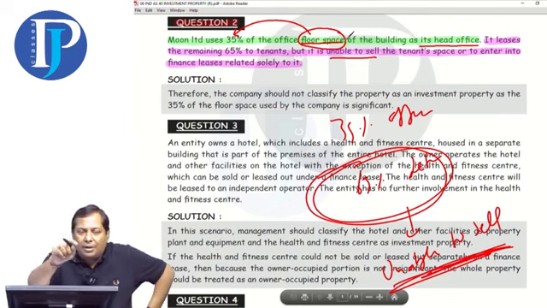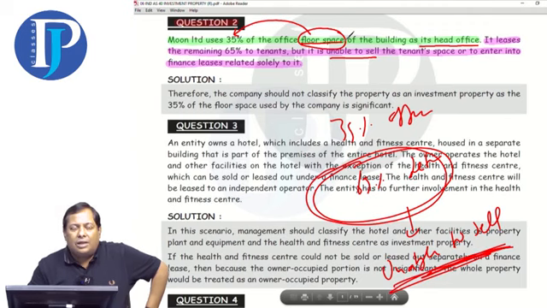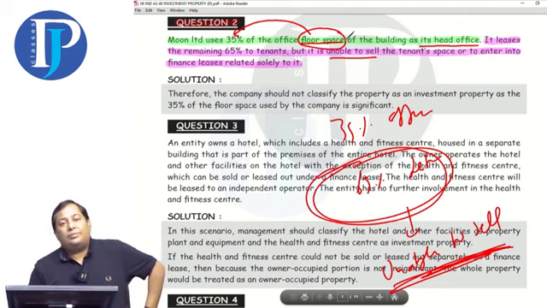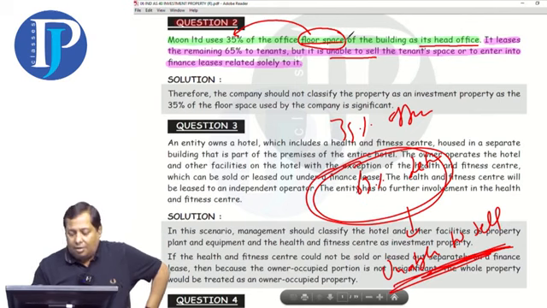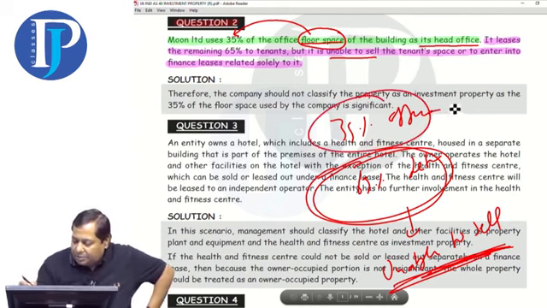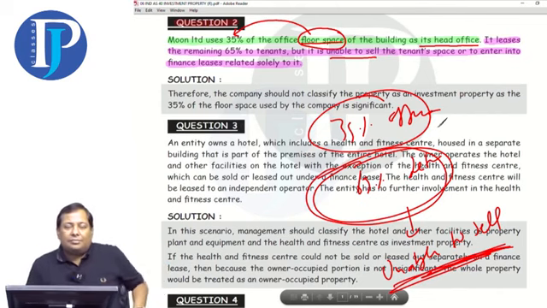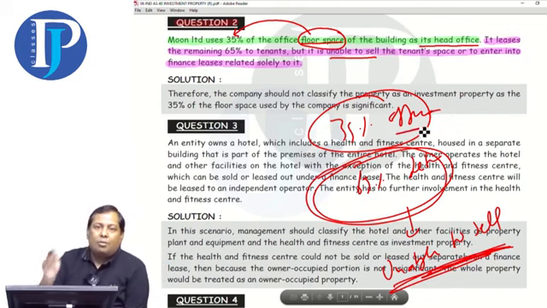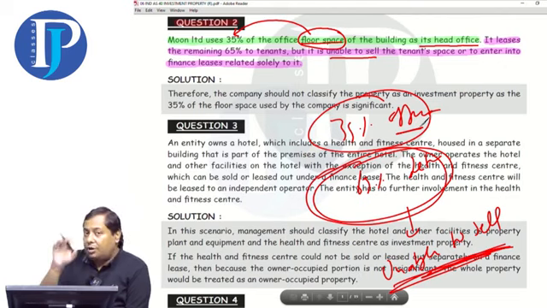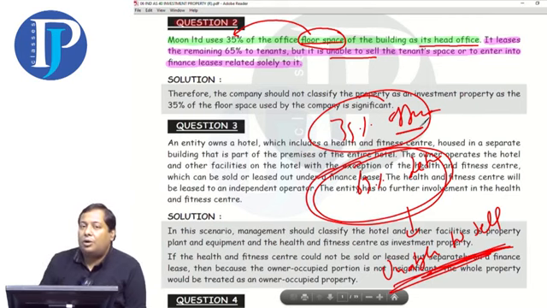I have just explained about inseparables. You should check how much is being used in business. If there is significant use in the business, then put 16 on the entire property. If it's insignificant, we'll put 40. Now here we have 35%, which is more than 20%, so it's very significant. If this is significant, 16 would be applicable to the entire property. This is owner occupied property and would be considered PPE.